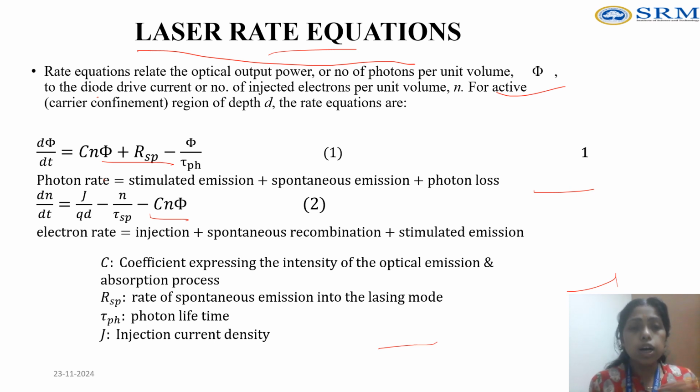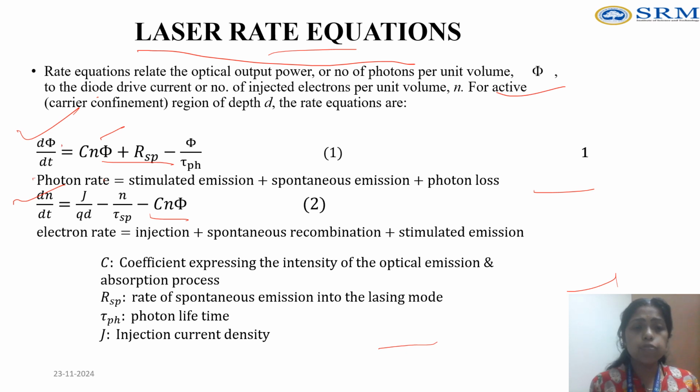Now I will relate two different equations, and under the equivalent condition we will equate those two equations. So there is one equation and one more equation. N is the number of electrons injected per unit volume, and the number of photons produced per unit volume can be related with phi. Okay, so you are giving some diode driver current so that you can get injected electrons, right?